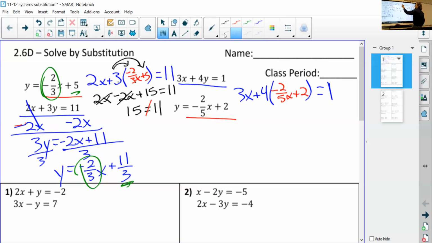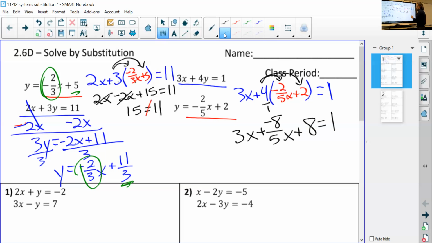Okay. And then we distribute. So 4 times negative 2/5. So remember, we just multiply straight across. So that would be negative 8 over 5x. 4 times 2, much easier. It's just 8. So plus 8. Bring the rest down, so 3x plus that equals 1.